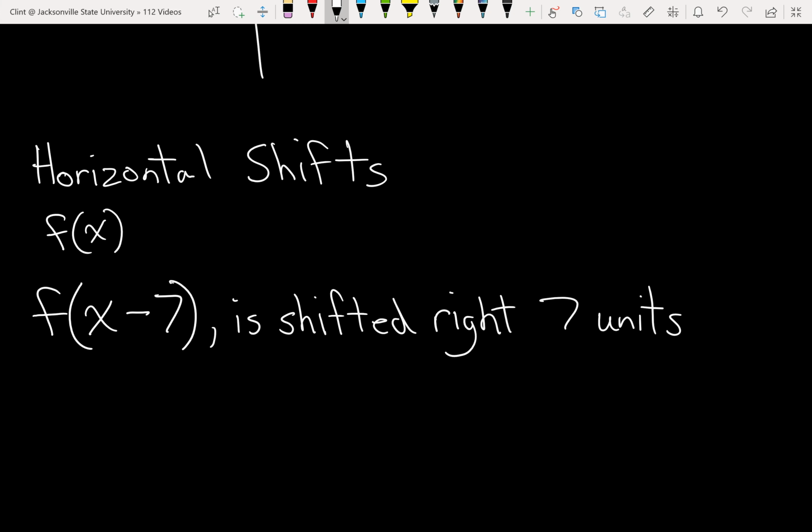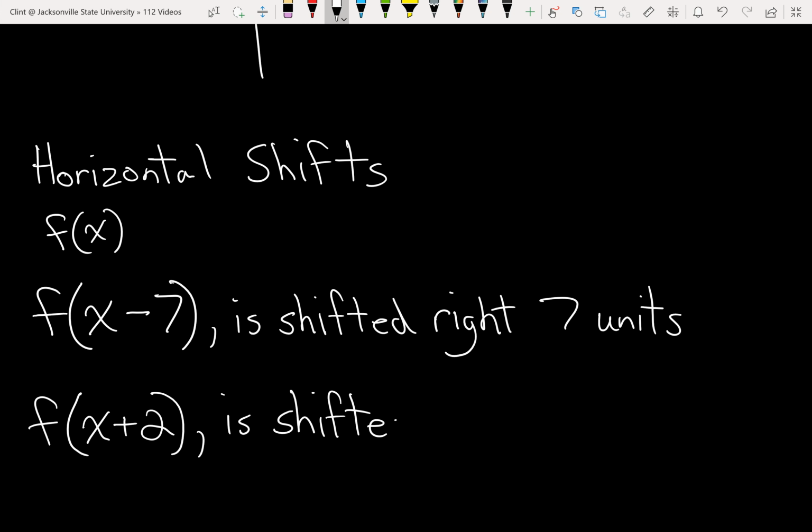Okay, and we can also go the other way. We can go to the left, so there we would have something like f of x plus 2 inside there with the x. So that would be shifted, this time, even though it's +2, to me that seems backward. You have to kind of think backward, but that would go to the left 2 units.